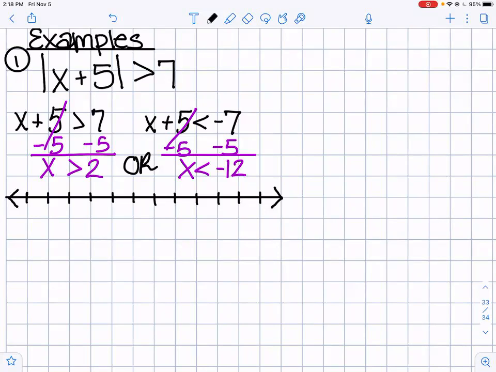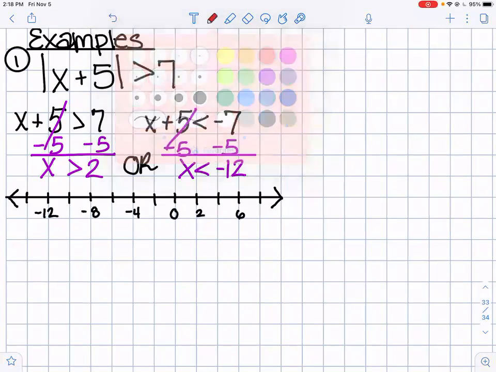Okay, so if we graph this, we need to circle 2 and -12. Are we going to color those in? No. If it's an or statement, do the arrows go together or away from each other? Away from each other. So we need to color in the arrows this way.